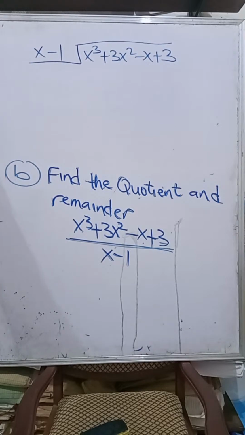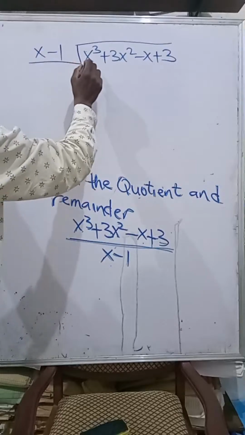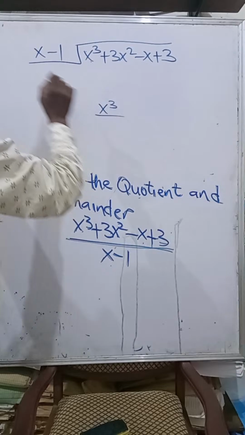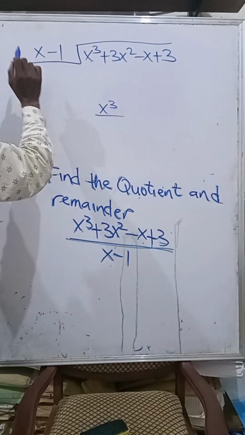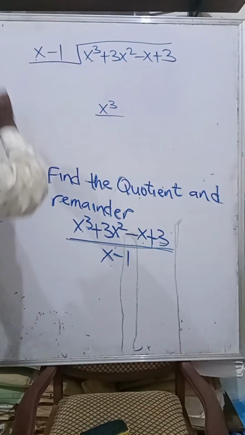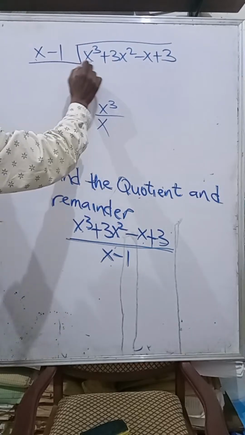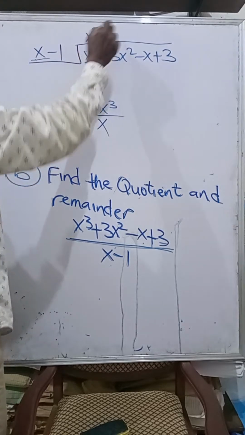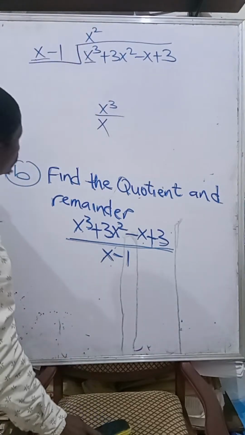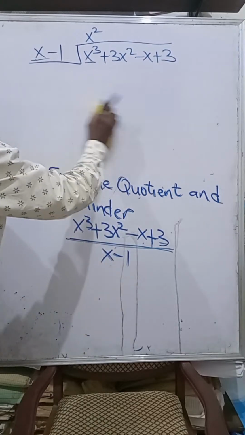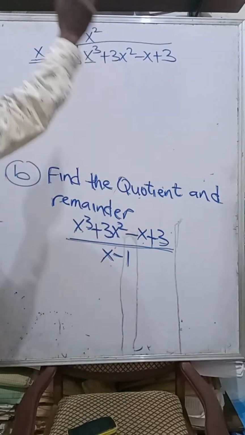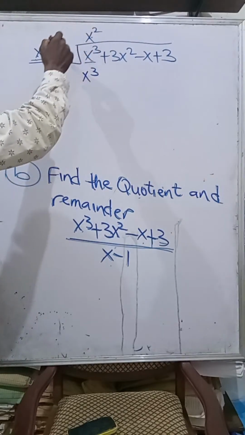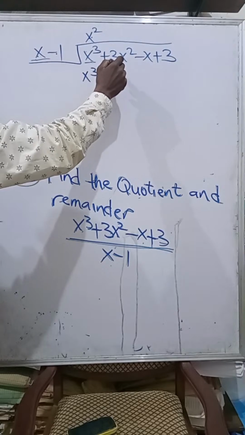When you are doing polynomial long division, it's very simple. You take the first one here, x cubed. You divide by your divisor, what you are using to divide, the first one there. And that will give you x to the power 2. And then use it to multiply the divisor. x squared times x is x cubed. x squared times minus 1 is minus x squared.